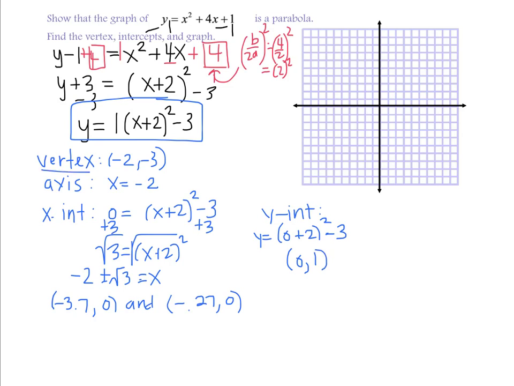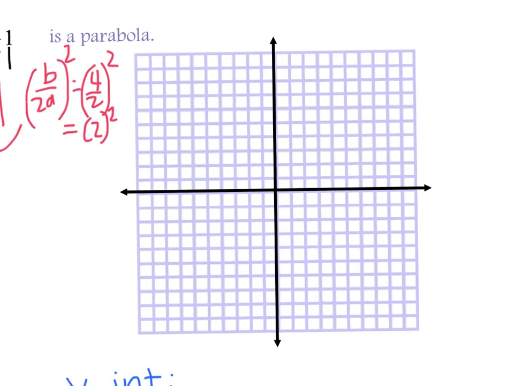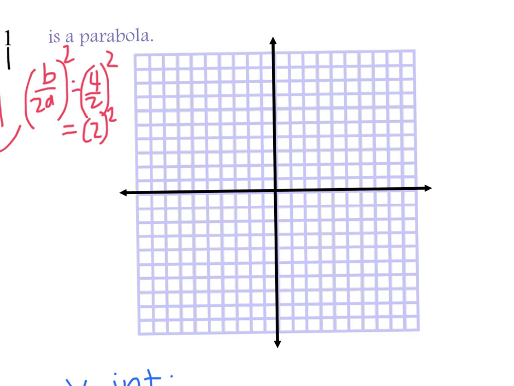So vertex, axis of symmetry, x-intercept, y-intercept. Let's go ahead and put those on the graph, and then we'll see what other points we might want to try in order to sort of fill in the blanks here. So I'm going to zoom in on the graph while I do this. So we have our vertex at -2, -3 here. Axis of symmetry is that imaginary line, so we're going to make it dotted, in which the parabola is symmetric around.